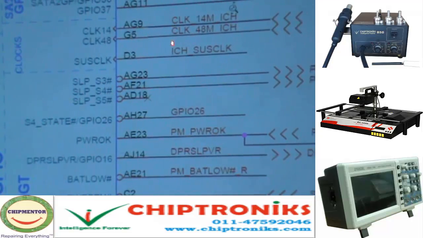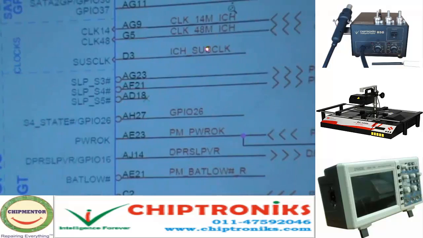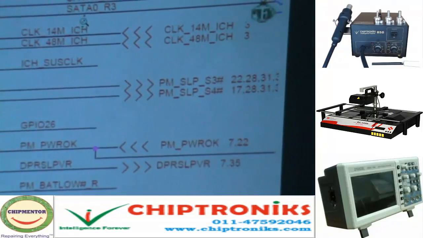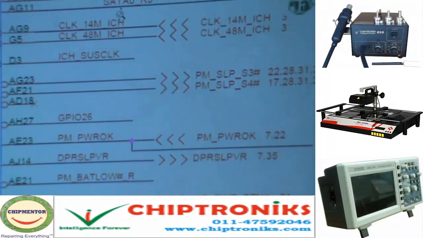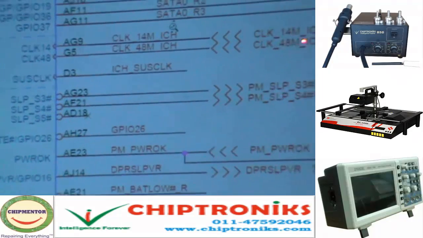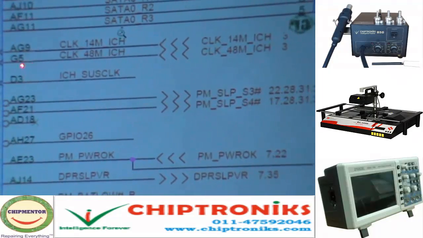48M ICH. This signal is necessary for your USB working. This signal is coming from the clock generator. Clock signal. As I told, any chip requires the clock, reset and supply. So these signals are coming from your clock generator.